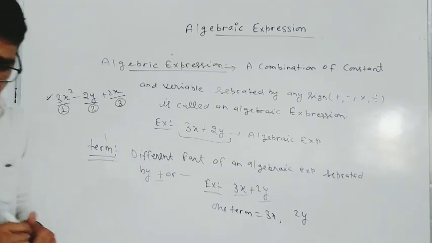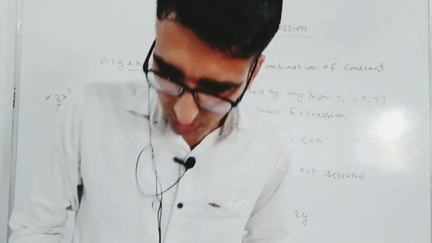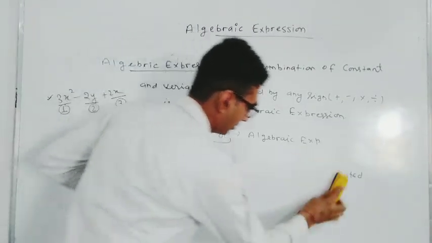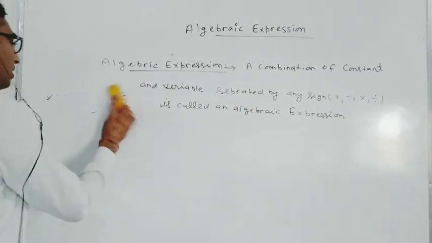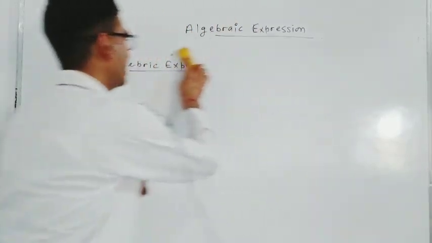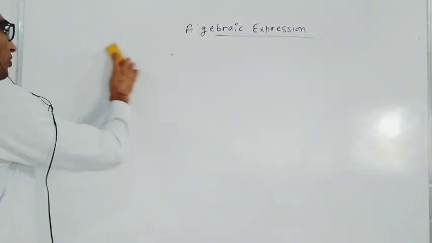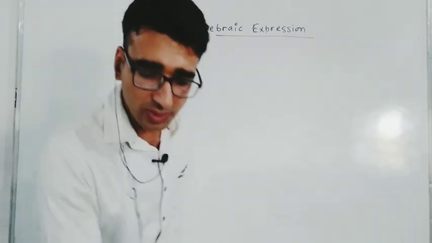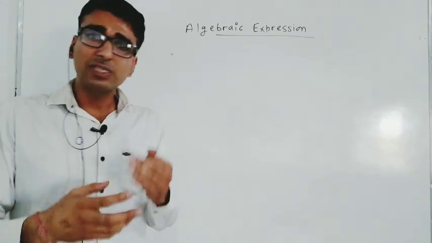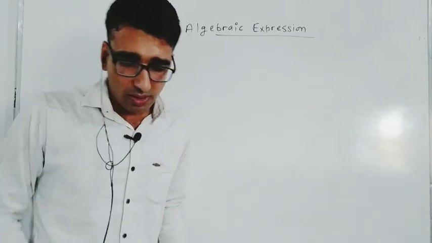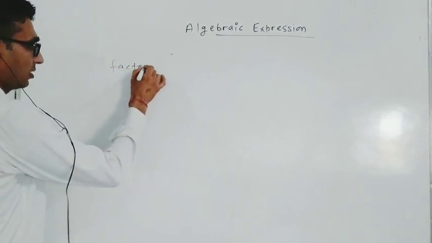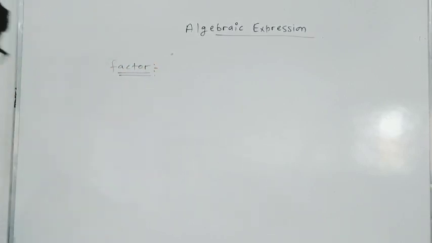Okay, so move to the next point, that is called the factor. Beta, slowly we are coming to our exercise chapter, because before that we should know the very basic terms of algebra, otherwise we cannot get the things properly. Okay, so come to the next point, that is called factor. What is factor?